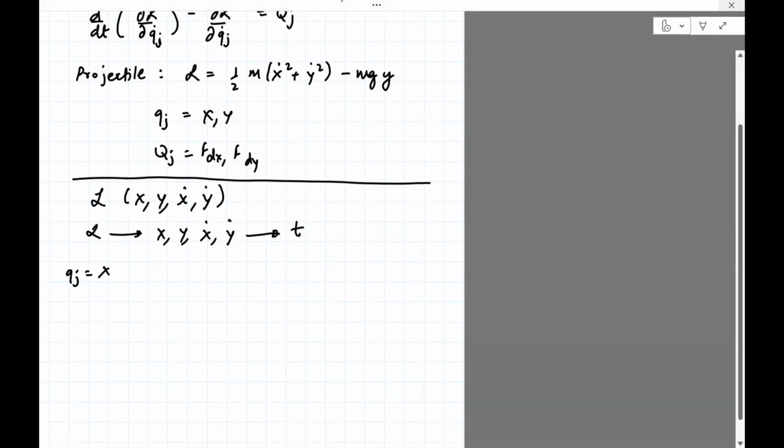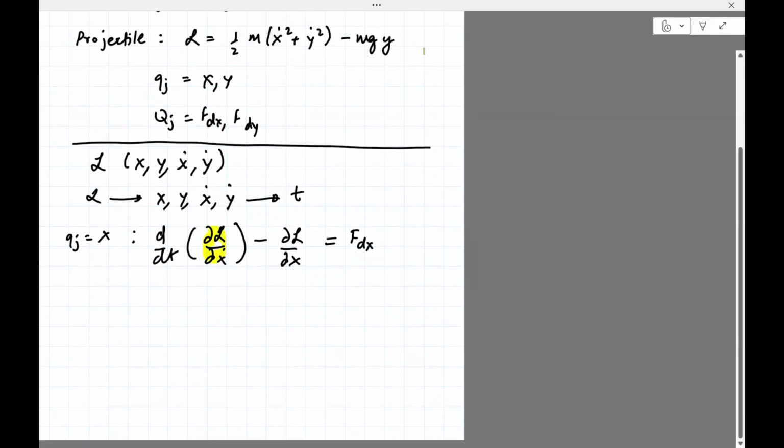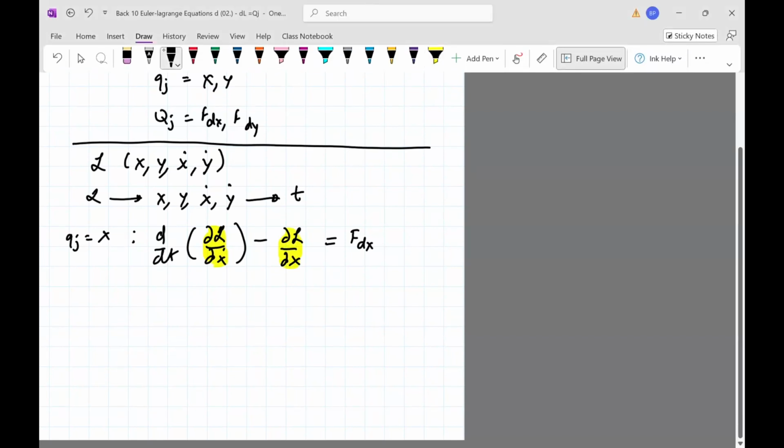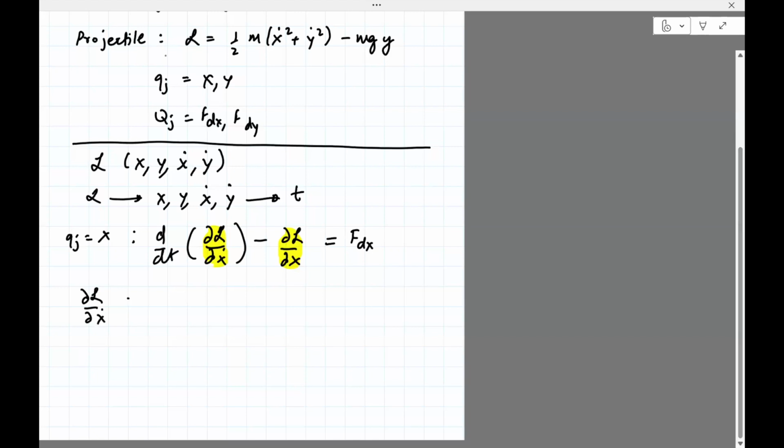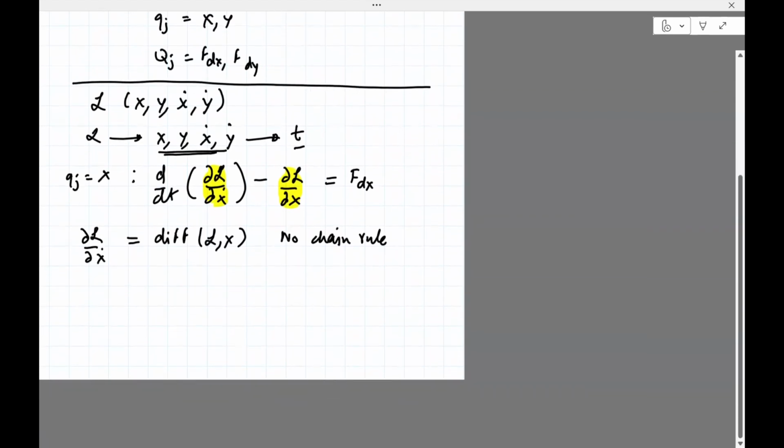If you take q_j equals x, then we have d/dt of dL/dx dot minus dL/dx equals F_x. So we have to compute this part and this part. That's a derivative, which can be done using the symbolic package. For this part, we just need to use diff. There's no chain rule involved, because L is a function of these variables, and we're just computing the derivative with respect to one of those variables. It's not a derivative with respect to t. So dL/dx is just diff of L with respect to x, no chain rule.